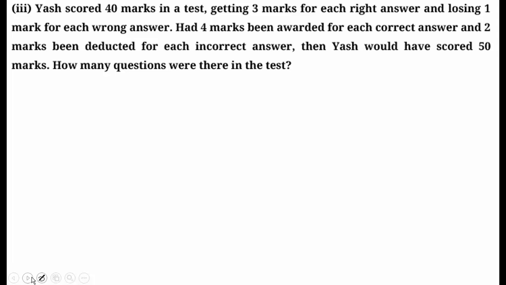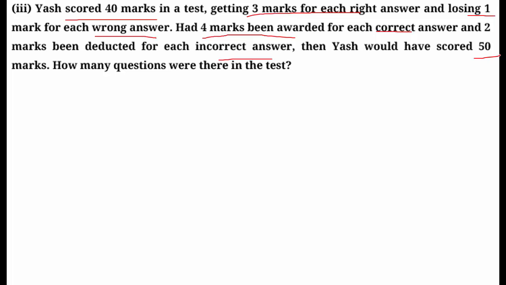Now the third type of question is based on a mark system. This is an objective type paper. Here in the statement he is talking about an MCQ type paper in which we get 3 marks for each right answer and lose 1 mark for each wrong answer. Yash scored 40 marks in a test, getting 3 marks for each right and losing 1 mark for each wrong. Had 4 marks been awarded for each correct answer and 2 marks been deducted for each incorrect answer, then Yash would have scored 50 marks.